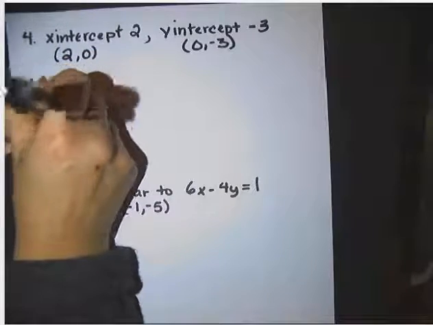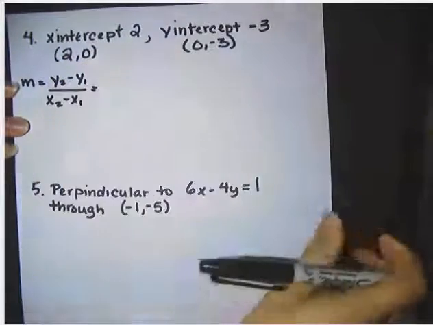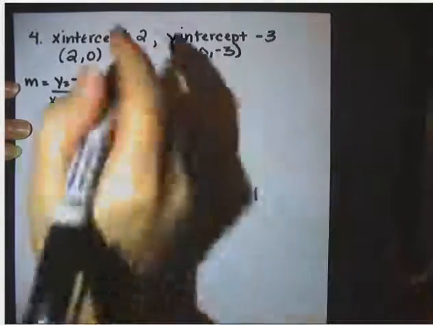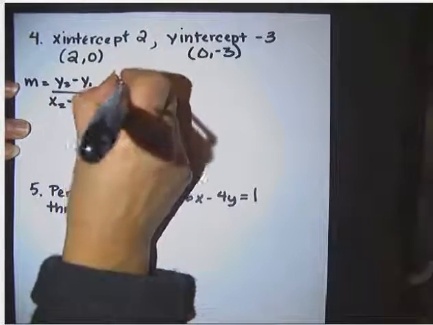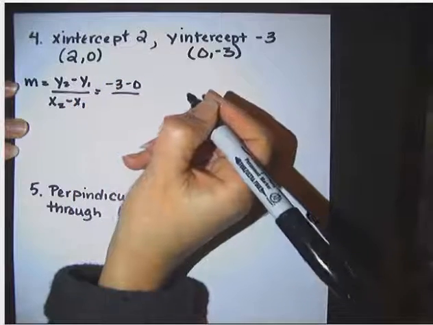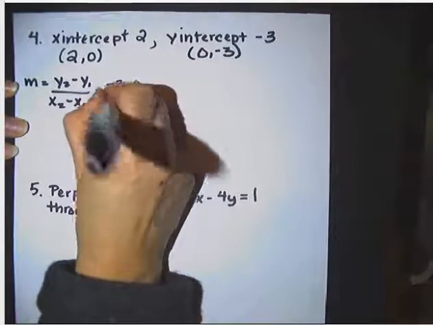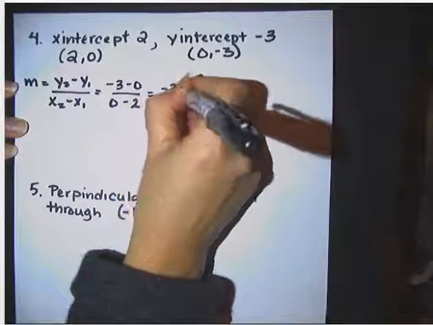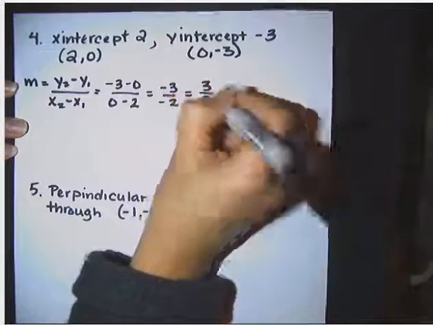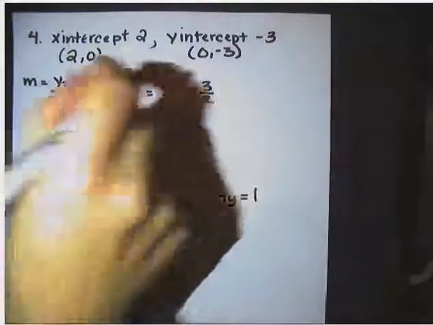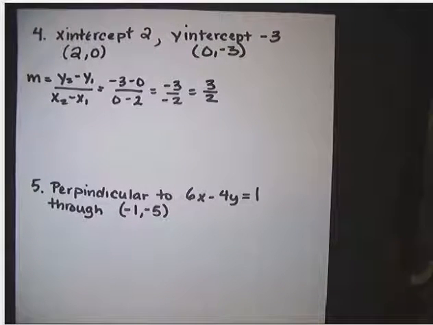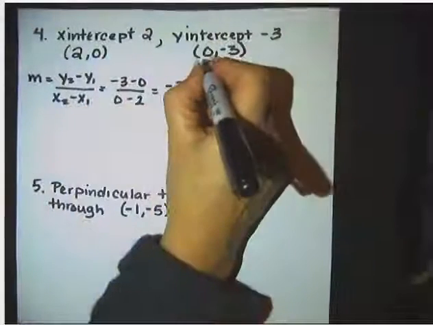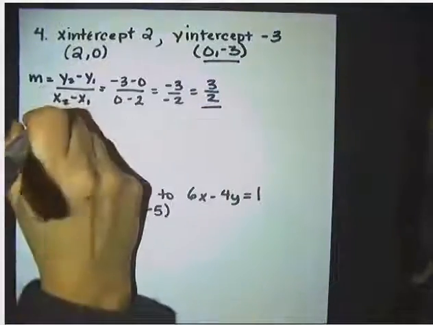So in this case, that would be -3 minus 0 over 0 minus 2, which is -3 over -2, which simplifies to 3/2. Okay, so now which equation should we start with? Point slope, slope-intercept form, or standard form? Like I said, it's not always easiest to start with standard form, but we do have the y-intercept and the slope. So why not use y equals mx plus b?